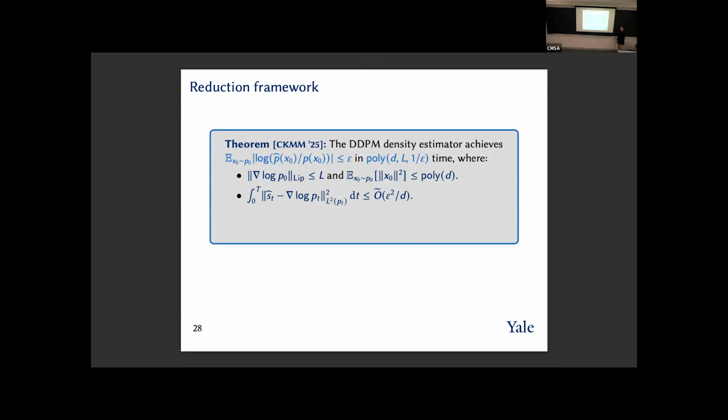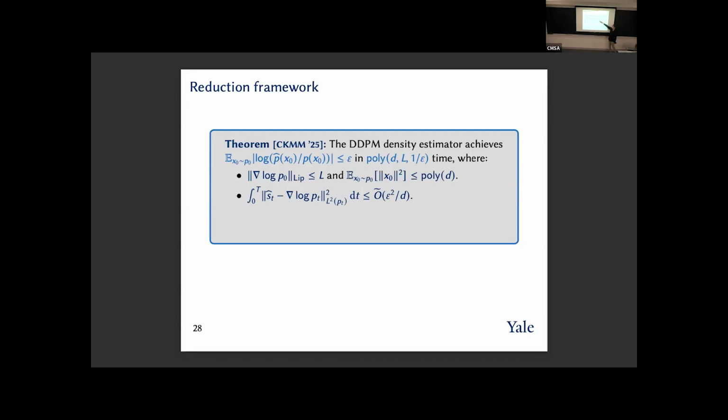Now this theorem is meant to emulate as closely as possible the previous DDPM results, but for the problem of density estimation rather than learning a sampler. So what does it say? It says that we can learn some function p hat which satisfies this guarantee: the expectation of the absolute value of the log ratio is at most epsilon, using computational time which is polynomial. These are actually the same assumptions as the very first DDPM result.